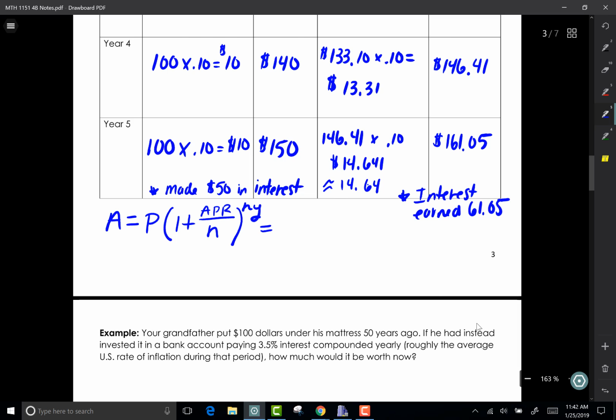So when I plug in all my information, P is my principal, so I started with $100. 1 plus, now my APR is 10%, but remember when I put it into the formula, I want to put it in as a decimal, so 0.10. This was compounded annually, once a year, so I'm going to divide by N, which is 1. And then N times Y would be 5, because that's the number of times compounded per year times the number of years, which is 5. So we can put that in our calculator.